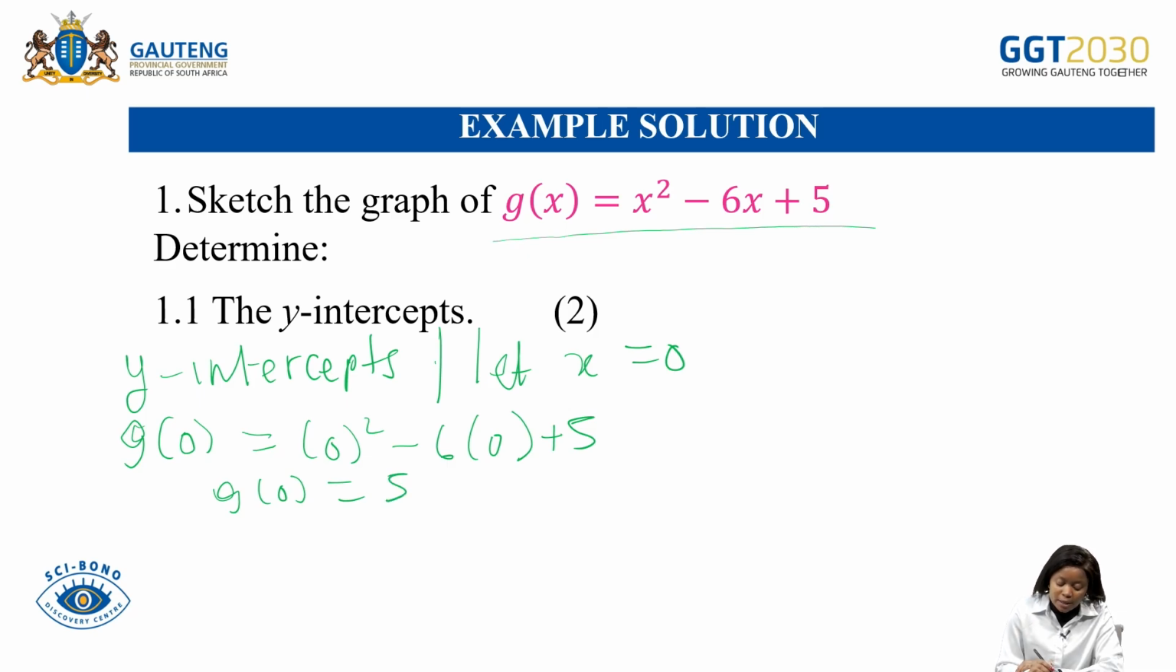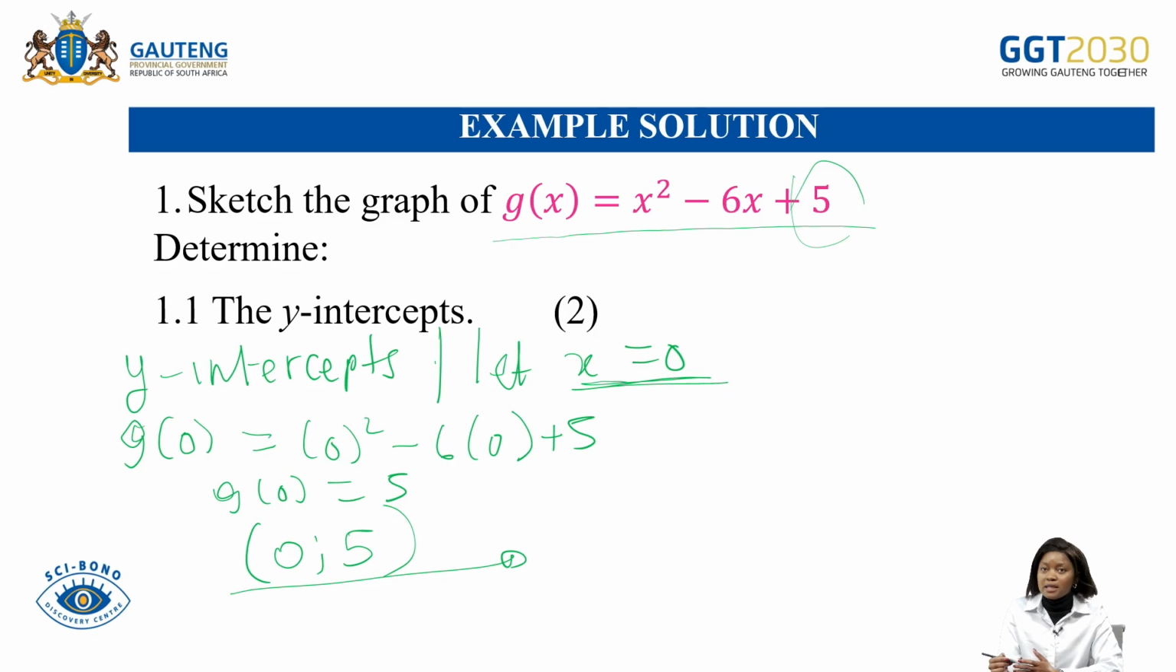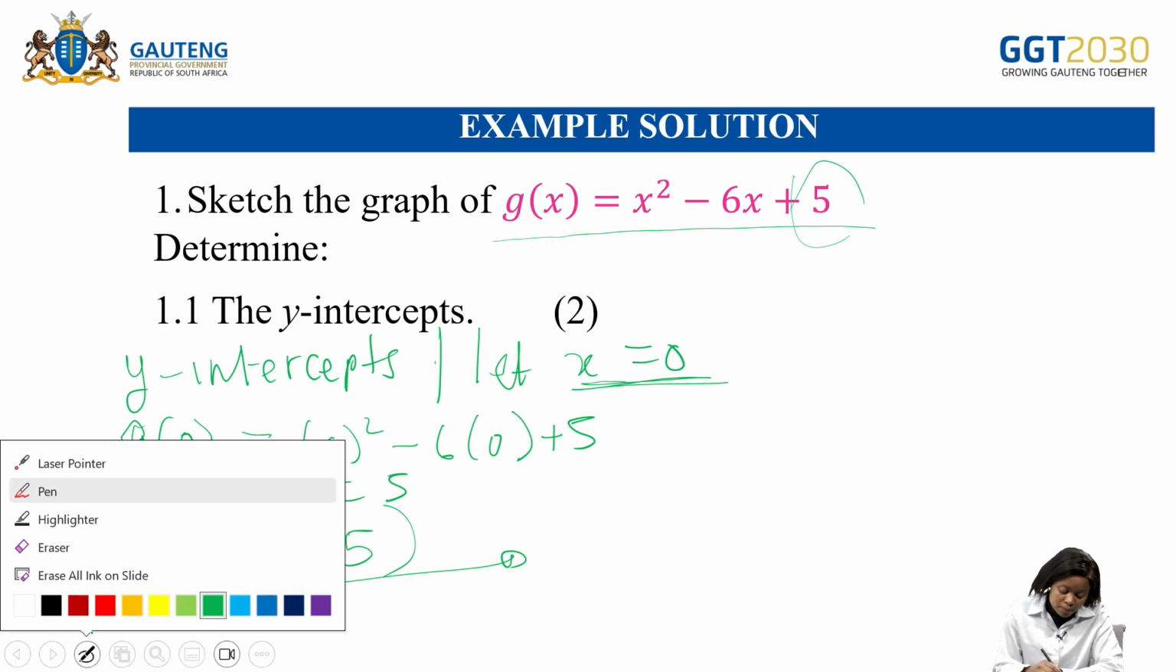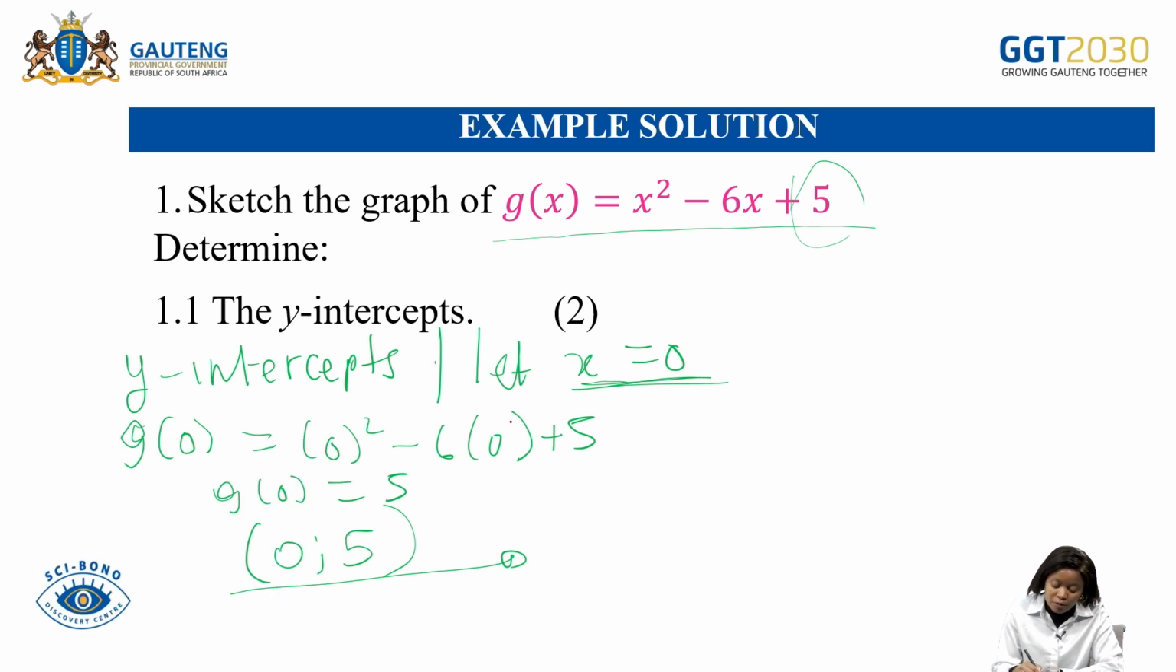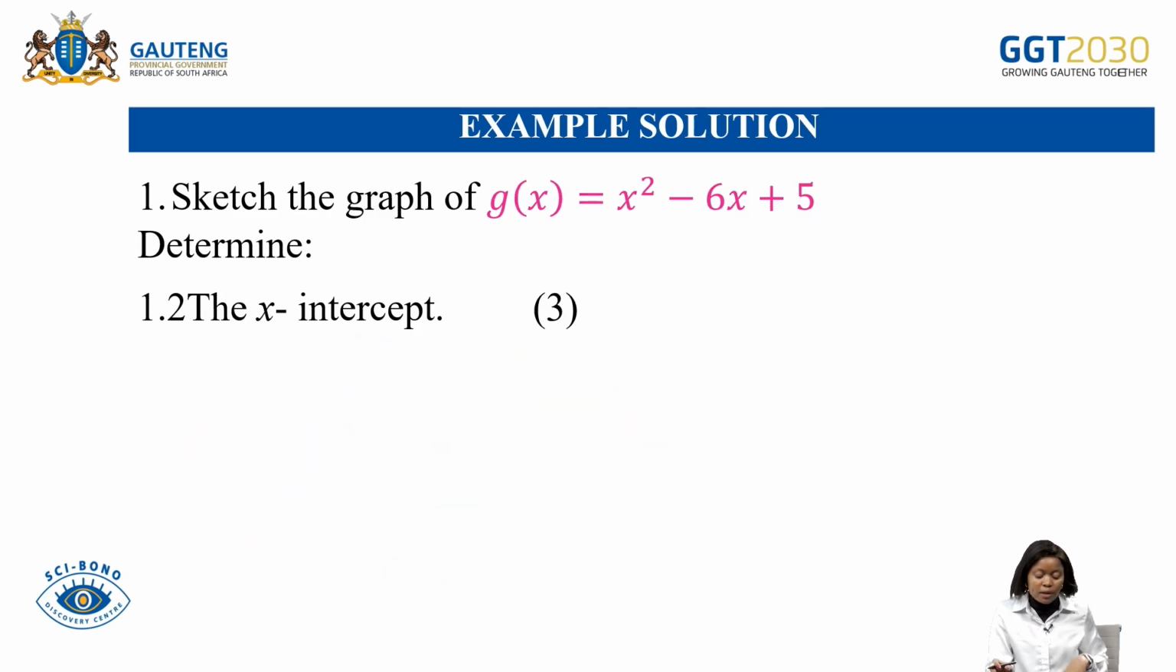Meaning that your y-intercept is going to be given as, when x is 0, your y is 5. So you can either do this whole method, or you can just say that the value of c is going to be your y-intercept in your graph. So your point will be given as (0; 5). And that is going to be 2 marks. Okay, so you'll get a mark for the correct substitution of 0 there, and for getting that g at 0 is equal to 5. Okay, quickly, let's move to 1.2.